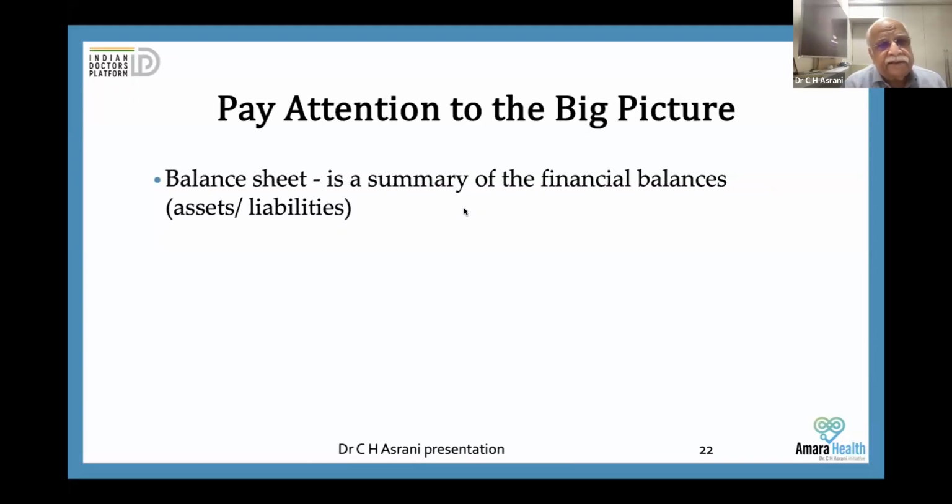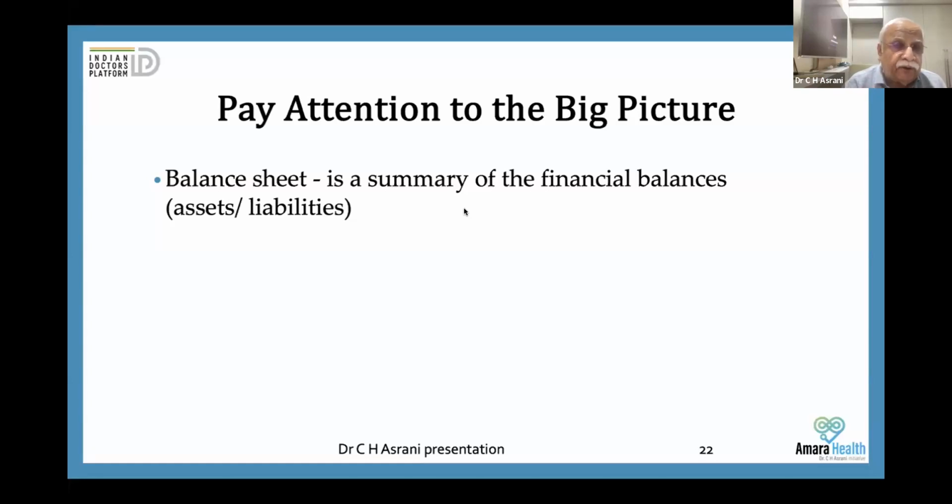Balance sheet is a summary of financial balances, assets and liabilities. What you have in your clinic, if you have stock of medicines and injections and dressing material of 1,10,000, that is your asset. And if you have to pay the bills of 62,000, that's your liability. In the house, if you have a television which is paid for, so that's an asset.